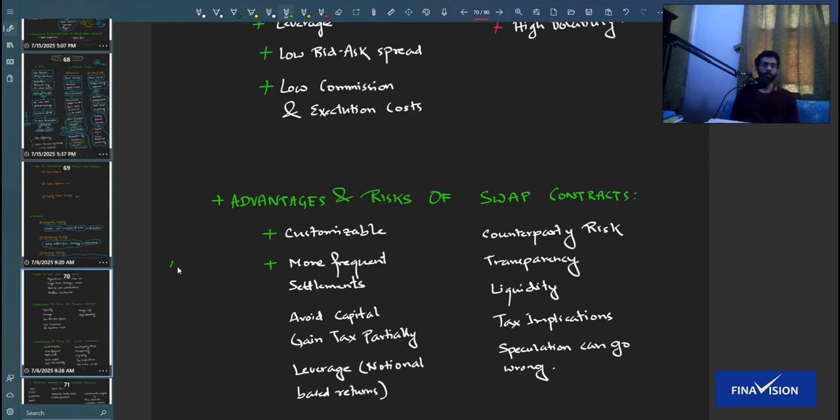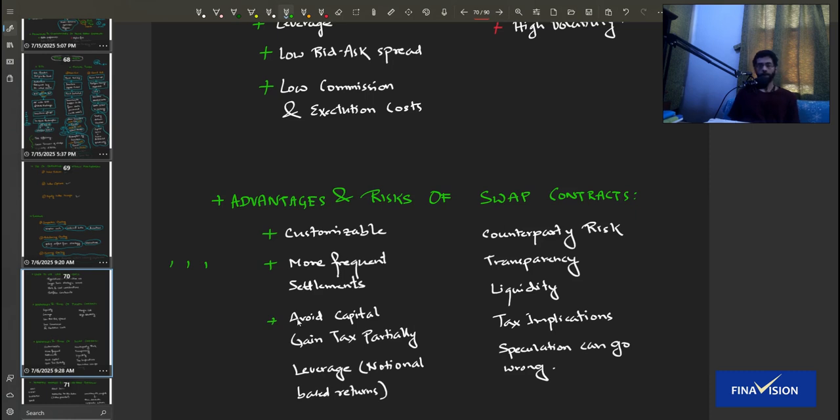So there is one payment, then after a certain period there is another payment. After a certain period again there is another payment. Like this, the payments are distributed over a period of time, which actually also distributes the risk of the derivative. So this more frequent settlement is an advantage. Avoid capital gains tax partially. The next advantage is it avoids capital gains tax partially.